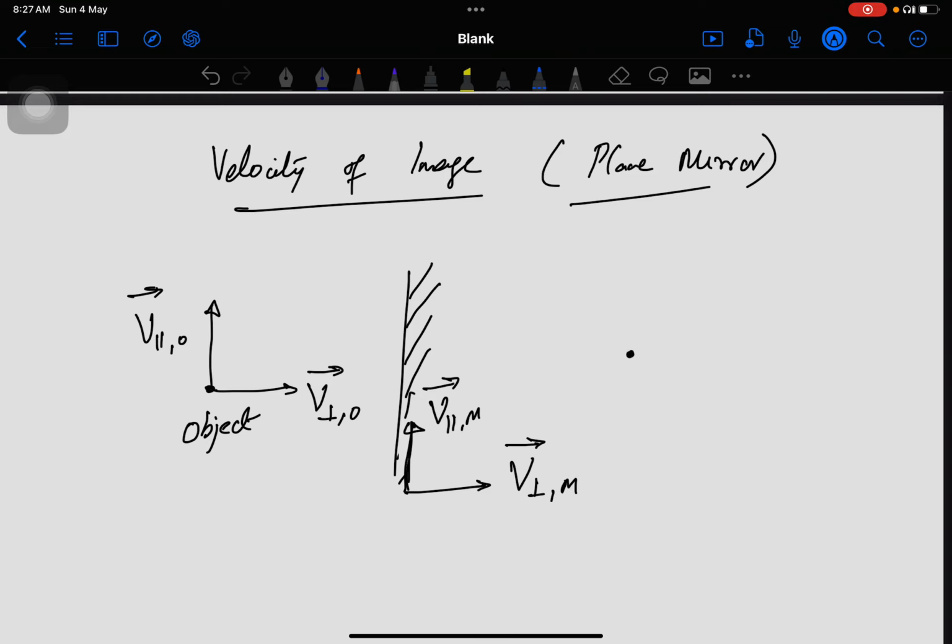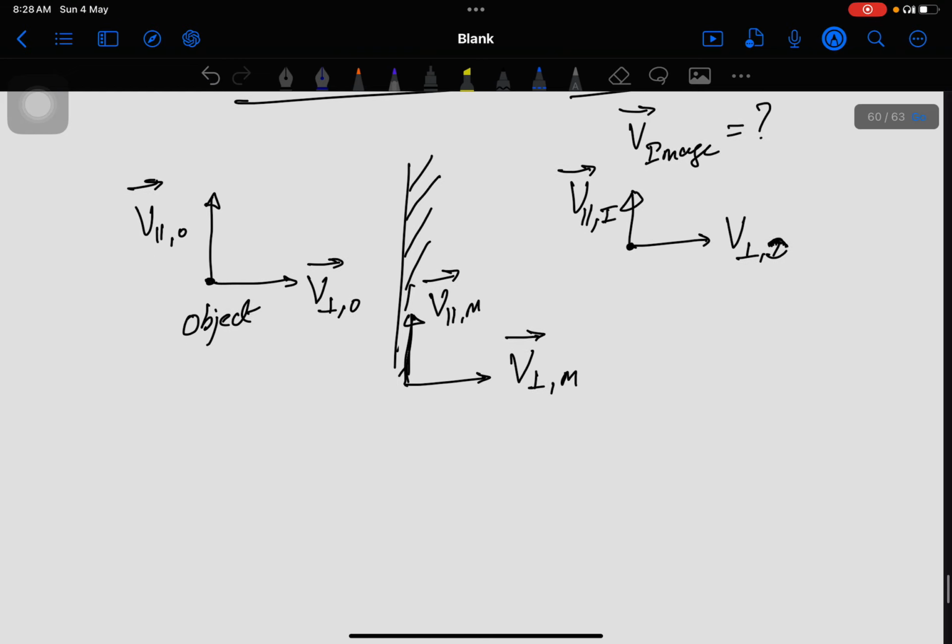We are interested in finding out what is the velocity of the image itself, right? So again, we can say that the velocity of the image will have two components. One will be the velocity of the image perpendicular to the mirror. And it will also have one more component, the parallel component, parallel to the mirror, of the image itself. Okay.